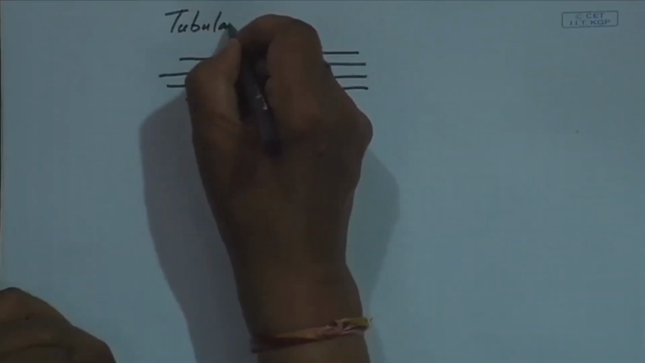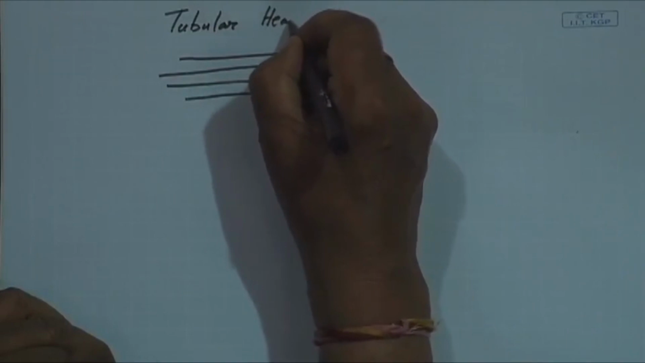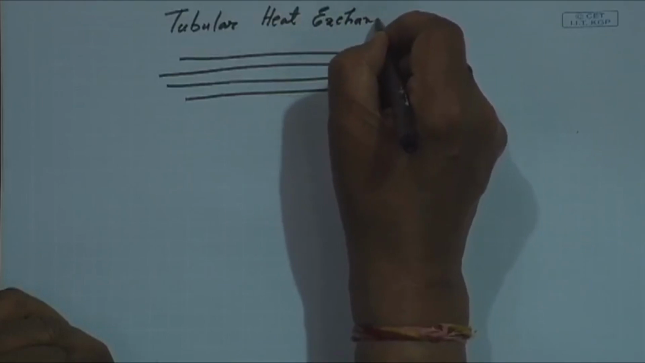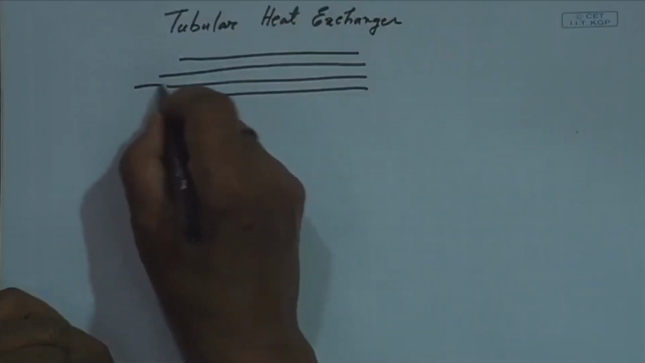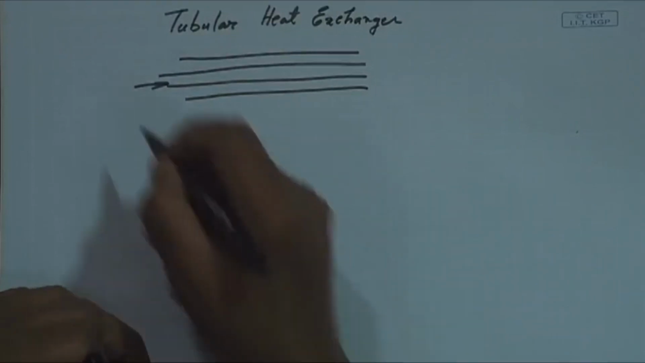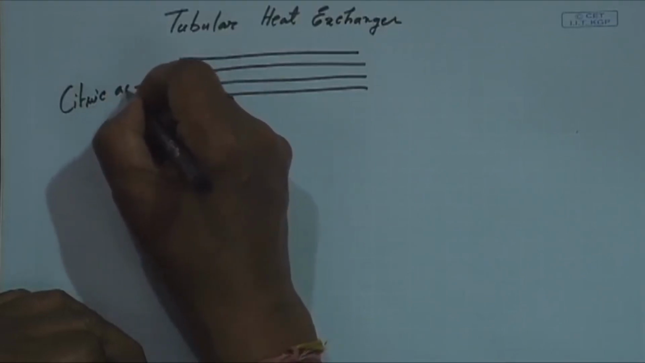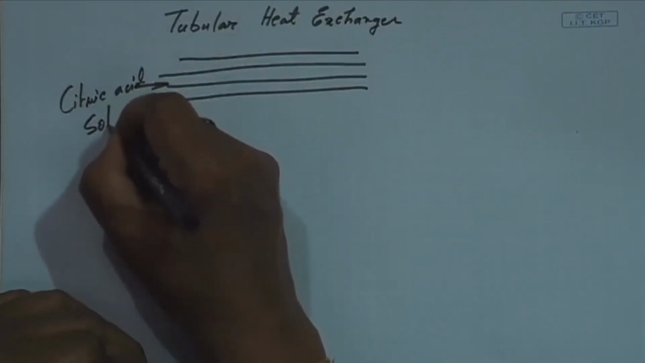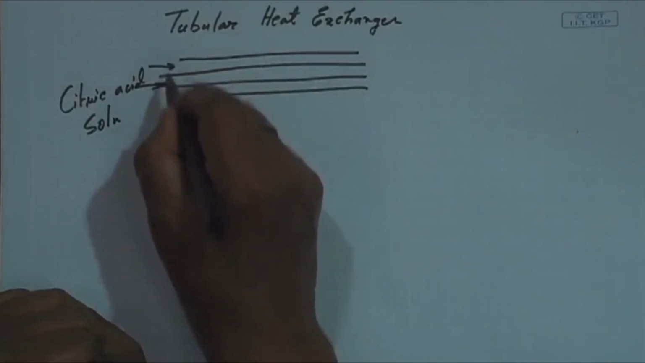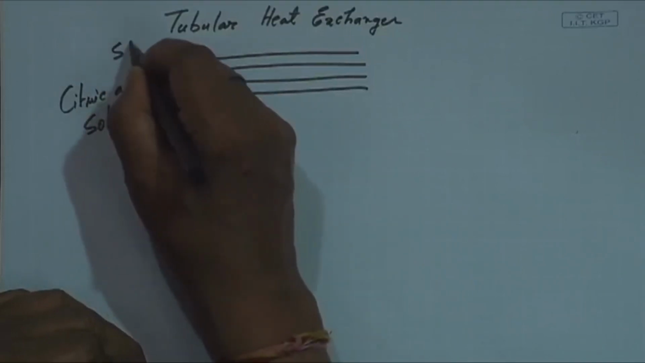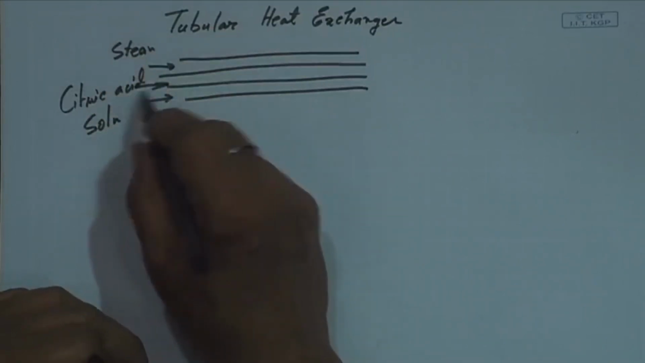What we have is a tubular heat exchanger. This is called a tubular heat exchanger. Suppose we pass our citric acid solution here, and here we pass the steam. Let us assume this is the steam. In the annular space we have the steam. So when we pass them together, what will happen?